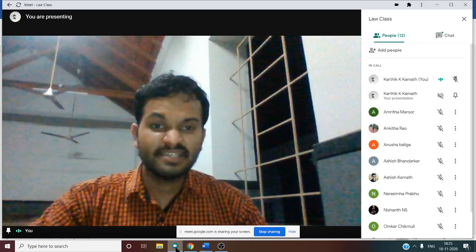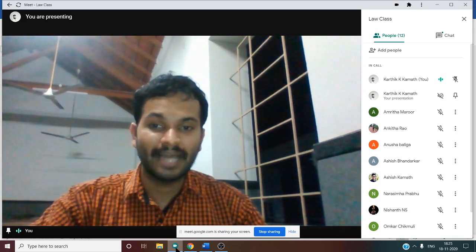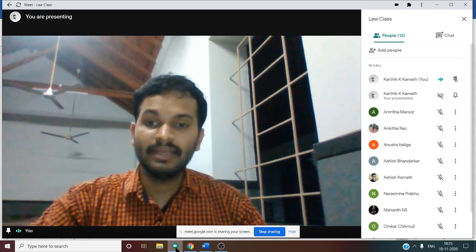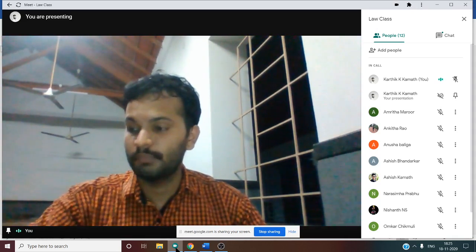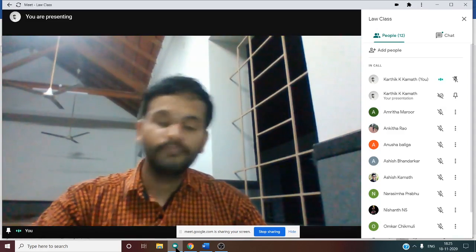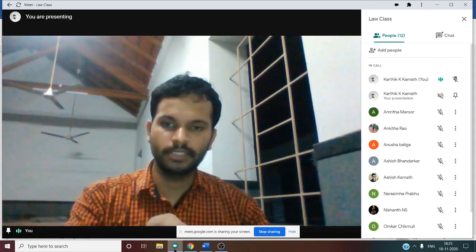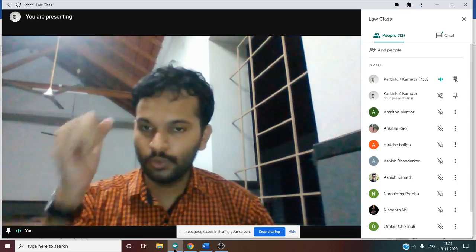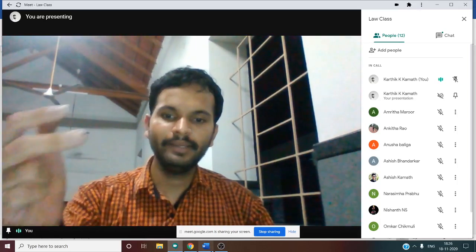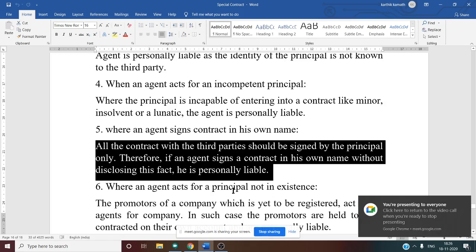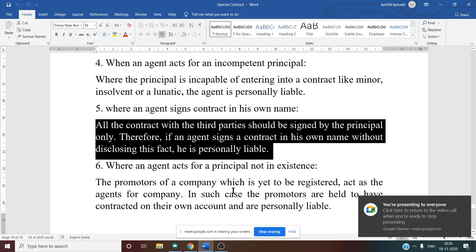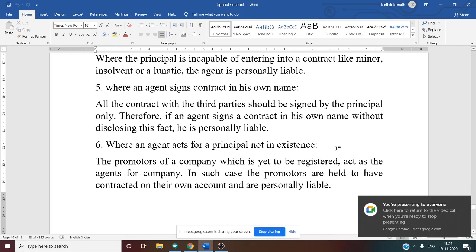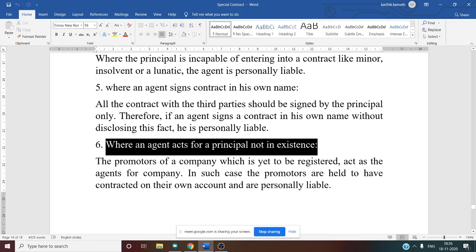So when we are discussing rights, duties and liabilities, I clearly remember this question. If you see the past question papers, this question comes for 24 marks. What are an agent's duties, rights and liabilities? It is very frequently asked. Now the sixth one, if you see: where an agent acts for a principal not in existence.